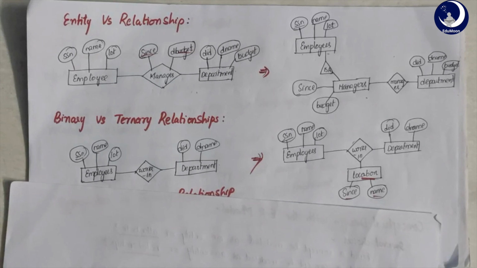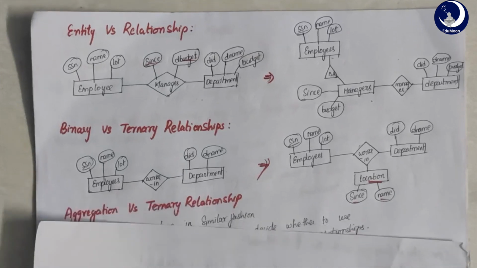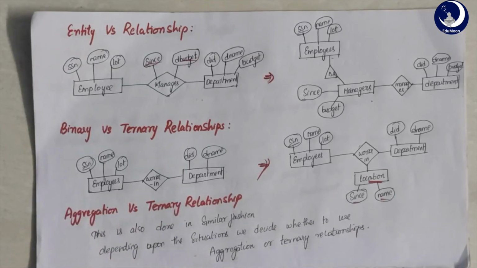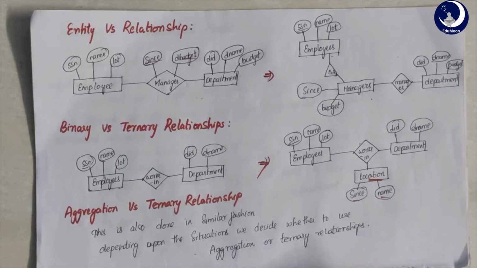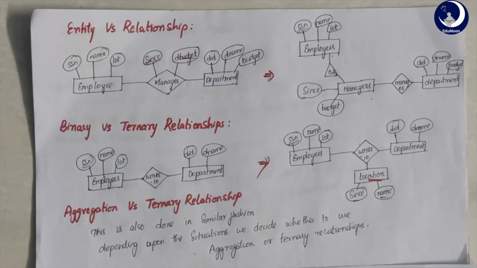Like I said, it all depends upon the database and the constraints that you have on the database. And the final choice that we should make is aggregation versus ternary relationship. This is also done in a similar fashion. Depending upon the situation, we decide whether to use an aggregation or not. We discussed aggregation in depth in our last video, and I recommend you watch that video for understanding it better. We will use aggregation only when we want one relationship set to participate in another relationship set.